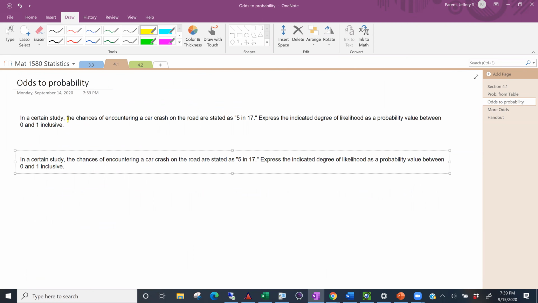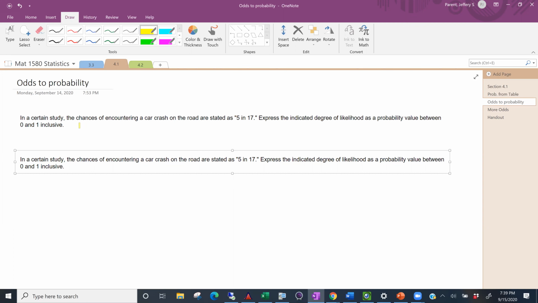It says, in a certain study, the chances of encountering a crash on the road are stated as 5 in 17. Express the indicated degree of likelihood as a probability value between 0 and 1. And then we're going to express it as a set of odds, the odds of encountering a car crash. So let's take a look at that.